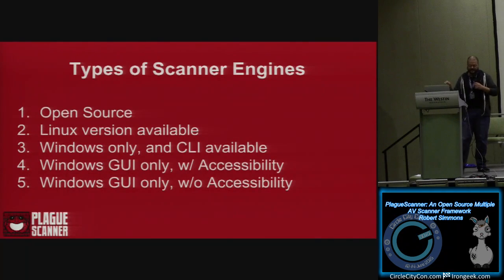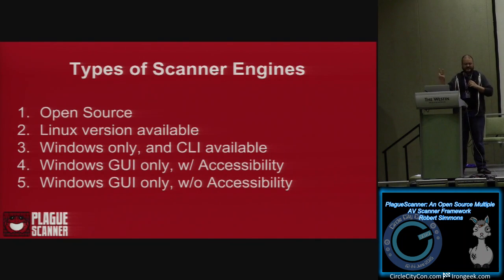So in previous talks, from looking at lots and lots of scanners, I had categorized them into 4 categories. And since my last talk at BSides Salt Lake, I have split them into 5 different types of scanners. So the first type of scanner is open source, and there's only one. It's ClamAV. We all know that one.